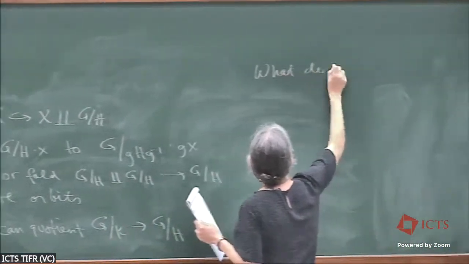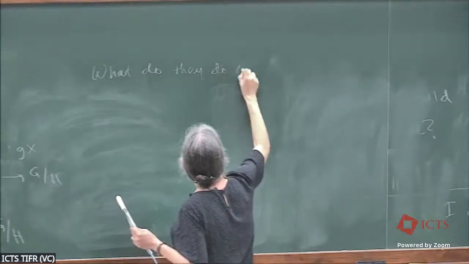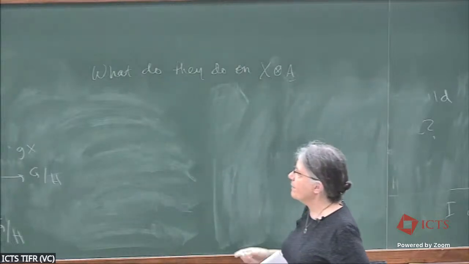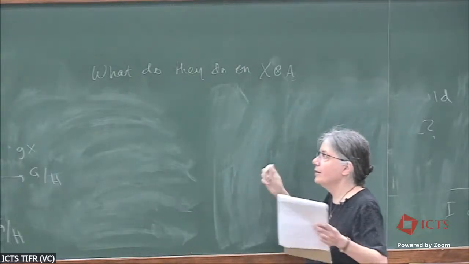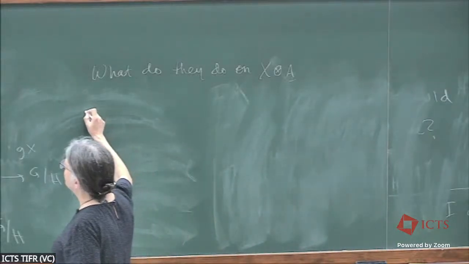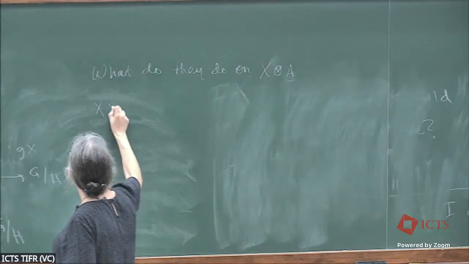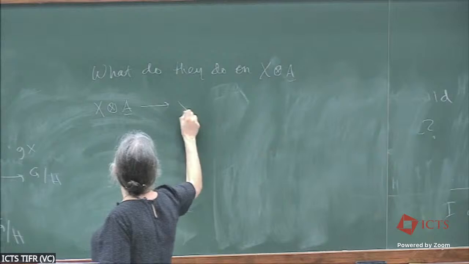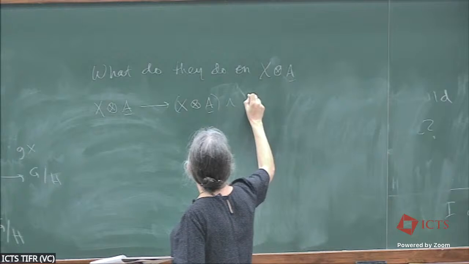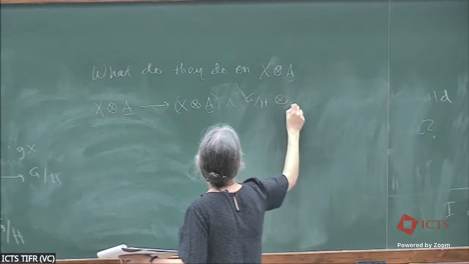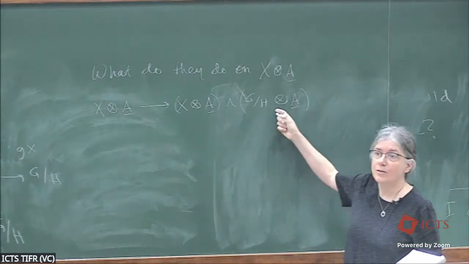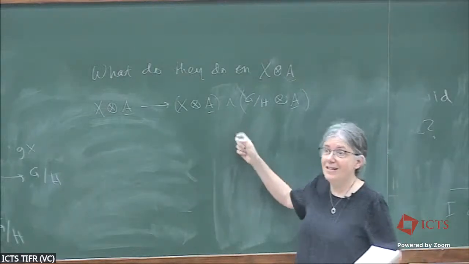What do they do on X tensor A? Okay, I'm just going to say what they do. It also should be consistent, and that's a hard thing to check. But okay, so if I include this, I'm supposed to basically go from X tensor A into X tensor A smash G mod H tensor A. This is the genuine equivariant G spectrum. It has a unit map. So you just copy and apply the unit map.